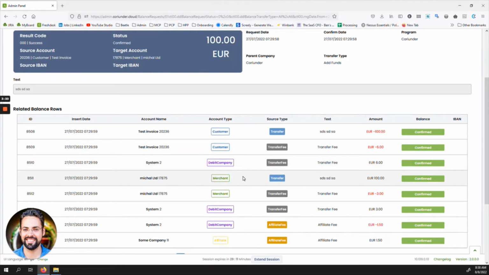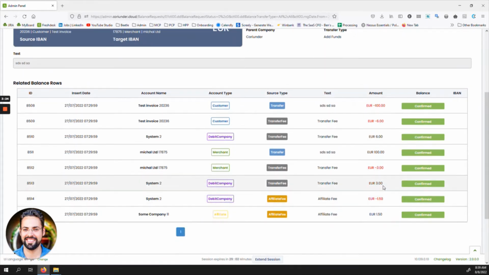The other party, the receiving party, has received 100 euros to his account, and he has a receiving fee that is minus 3 euros in that use case. And again, in the same use case, the debit company system, which is you, collected those fees and got a credit of 3 euros to your account.